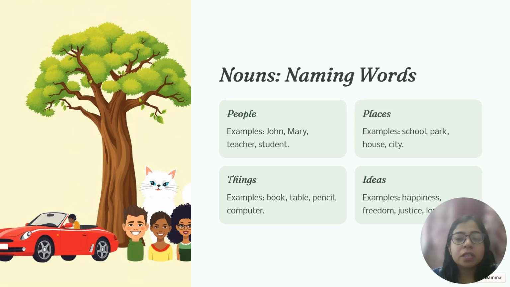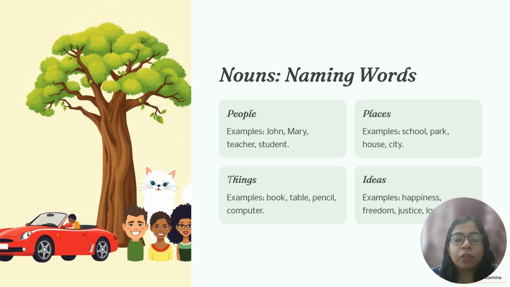Now the first part of speech we are taking is noun. There is a picture in front of you. In this picture you can see a tree, a car, people and a cat. All these things you are looking at in the picture are nouns. Individually they are all nouns. Now they are different kinds of nouns, so let's understand what kind of nouns they are. Nouns are also known as naming words.